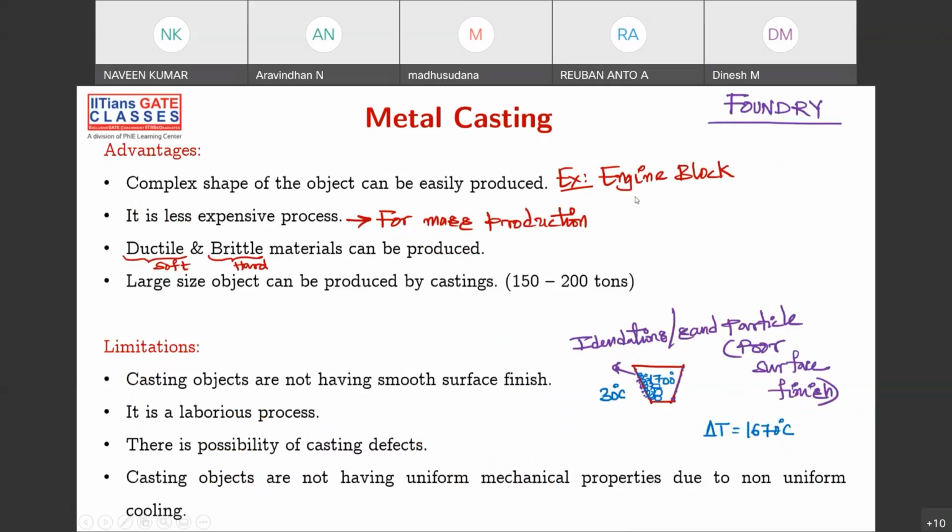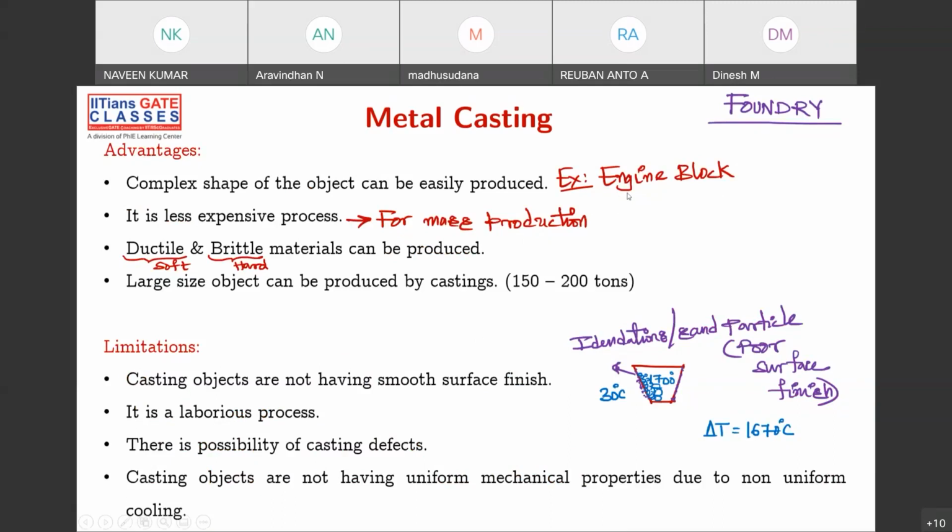get solidified. If you see an engine block, just type it in Google and you get a motorbike or automobile engine block. It's very complicated. You have so many intricacies, so many openings, so many closings. All these things will be there. A complete engine block can be manufactured in a single go using casting. So that is the advantage of casting.